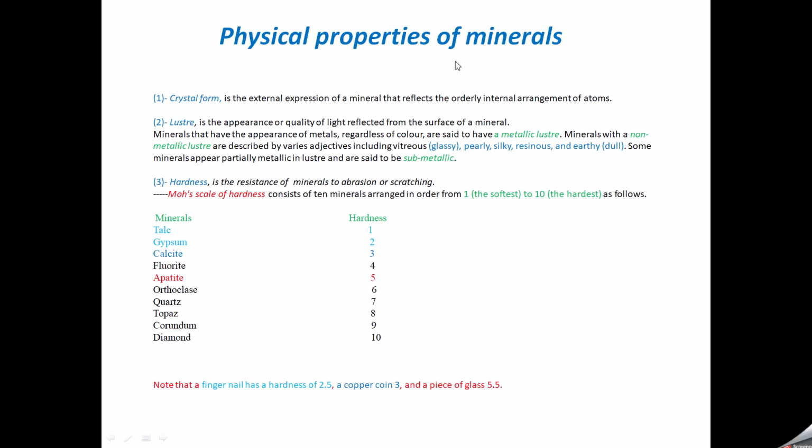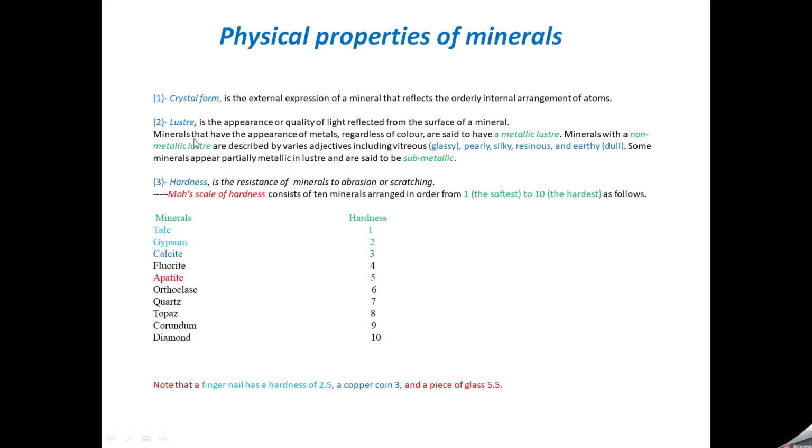Now, physical properties of minerals. First one is crystal form. Crystal form is just the external expression of a mineral. What that external expression reflects, it reflects the orderly internal arrangement of atoms. Luster, the appearance or quality of light reflected from the surface of a mineral.